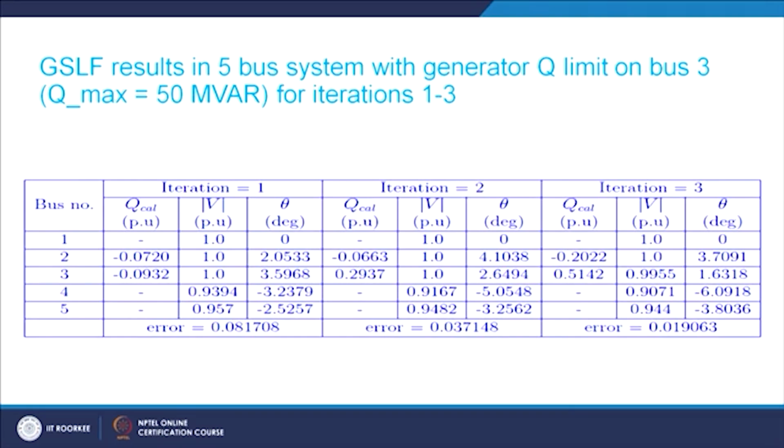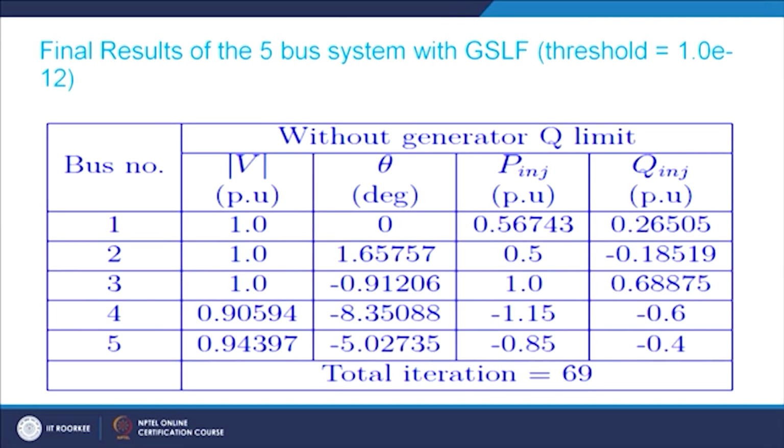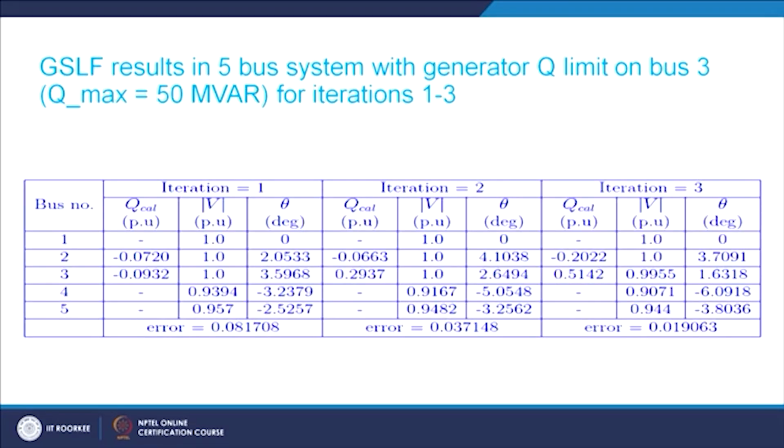Now we consider this limit on bus 3. In our generator we now have a limit of 50 MVAR. What we found is that generator 3 is actually generating 68 MVAR. Now we are considering that bus 3 is a generator and it can only supply up to 50 MVAR, not more than that. Therefore, bus 3 will now be shifted from PV to PQ bus. So again we start this calculation.